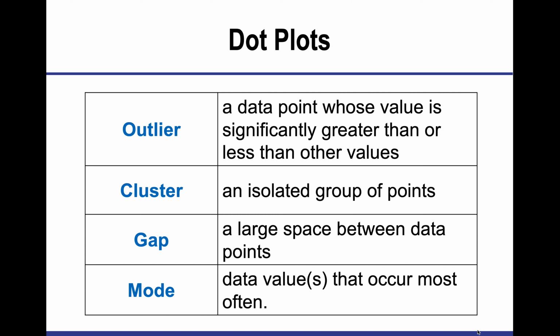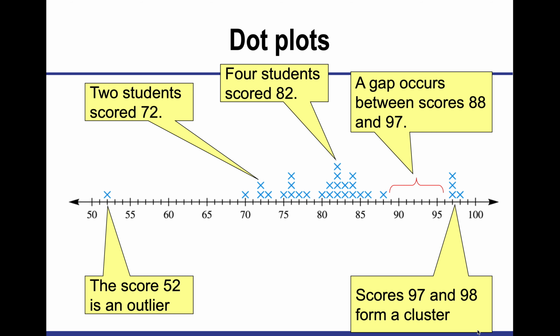Here are some definitions to help you as you describe your dot plot. We use outliers, clusters, gap, and then a mode is going to be the data value that occurs the most often. So here we said 4 students scored an 82. That's the most frequently scored value. So 82 is the mode.